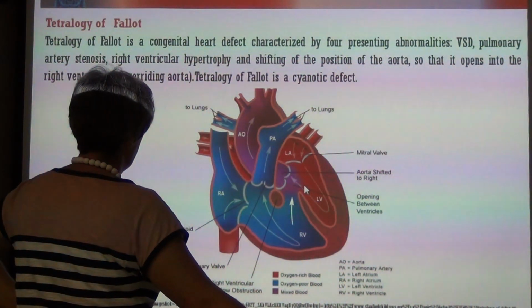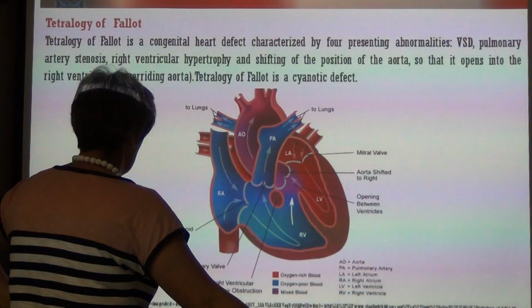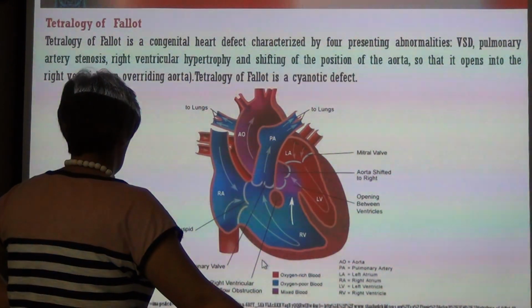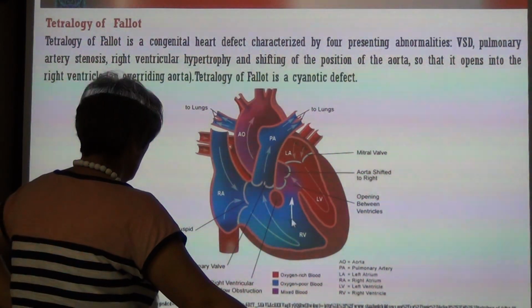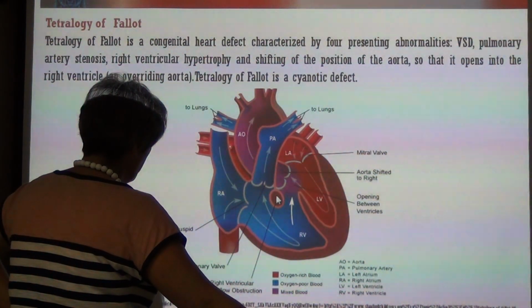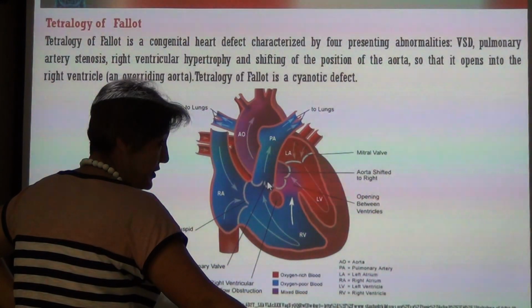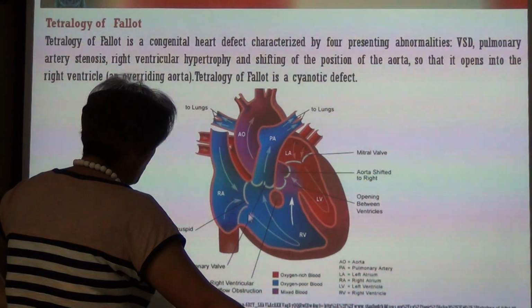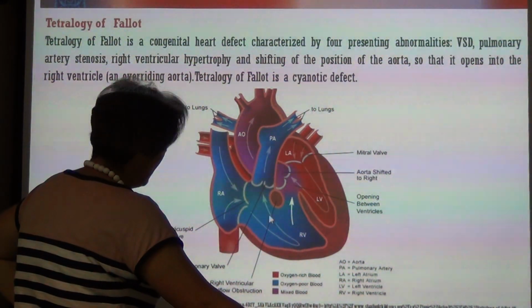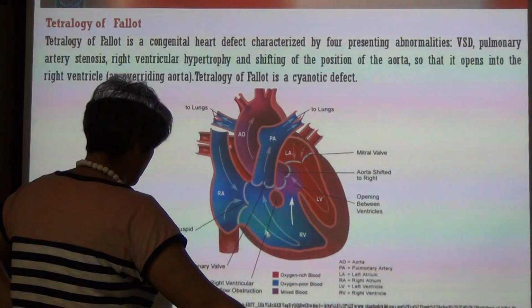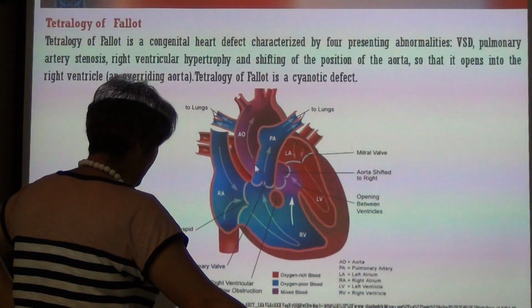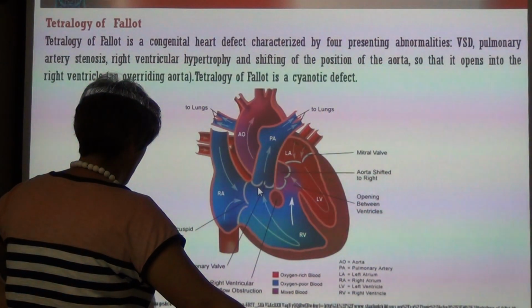Okay, so you can see that there is a VSD here, so there's an opening between the right and the left ventricle. You can see that there is pulmonary artery stenosis, so it means that your pulmonary valve is stenotic. That will cause hypertrophy of your right ventricle, because it now needs to pump harder against the stenotic valve.